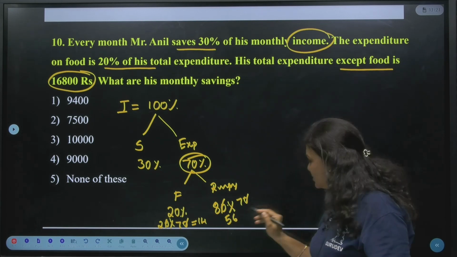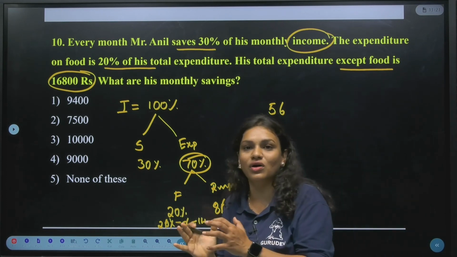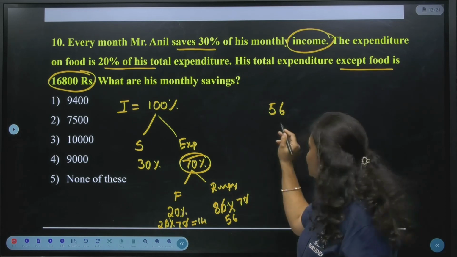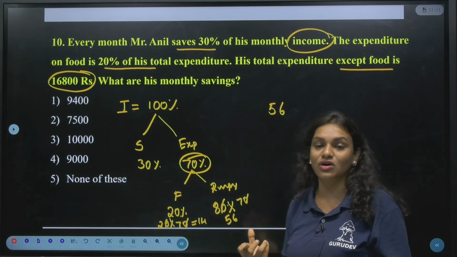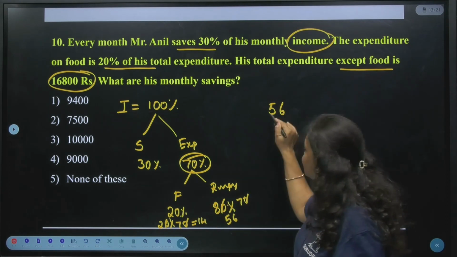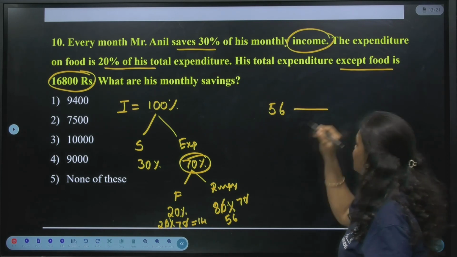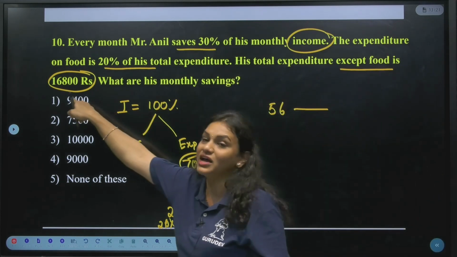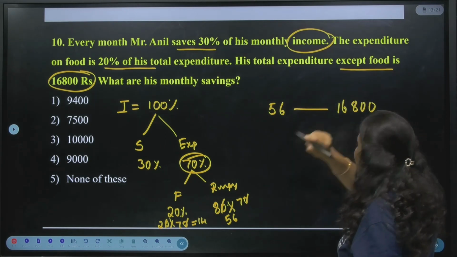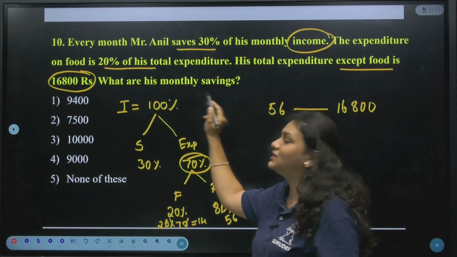56. This 56 rupees is the remaining amount, which is spent for the remaining items. Is it clear? So whatever this 56 is, according to the question, what they have given is 16,800. Is it clear? Yes. Now, what is the question they are asking? What are his monthly savings?